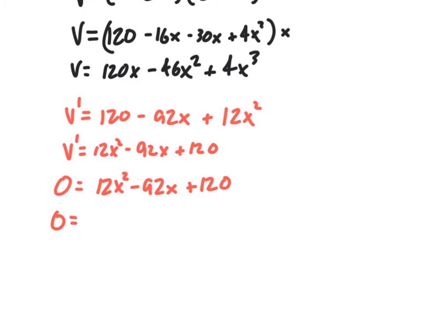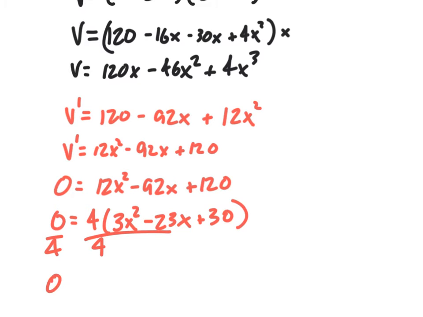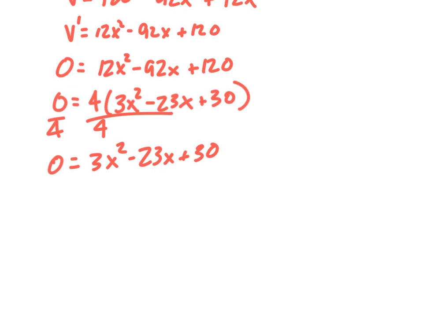So I'm left with 0 is equal to, if I factor out a 4, I get 3x squared minus 23x plus 30. So now I can divide both sides by 4. And I still just get 0 is equal to 3x squared minus 23x plus 30. And so what I want to do, if I'm going to factor that, is use the box method to do that real quick.